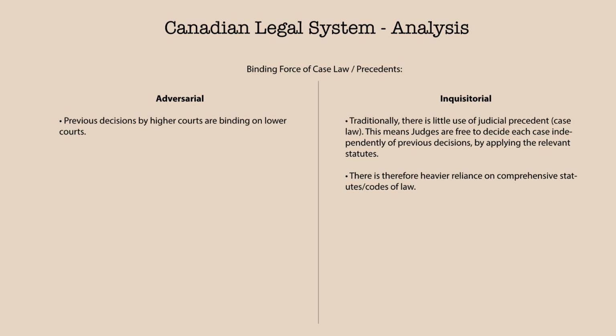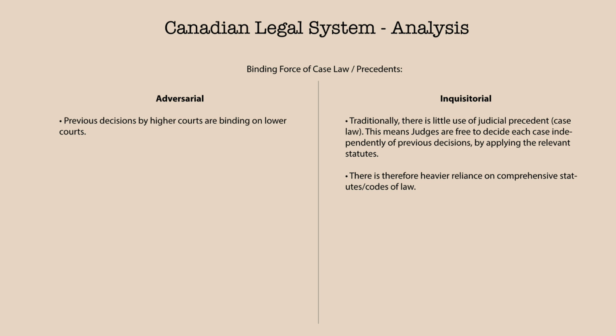Next is the binding force of case law and precedents. Here's a major difference. Adversarial: previous decisions by higher courts are binding on lower courts. Inquisitorial: traditionally, there is little use of judicial precedent. This means judges are free to decide each case independently of previous decisions by applying the relevant statutes. There is therefore heavier reliance on comprehensive statutes and codes of law.